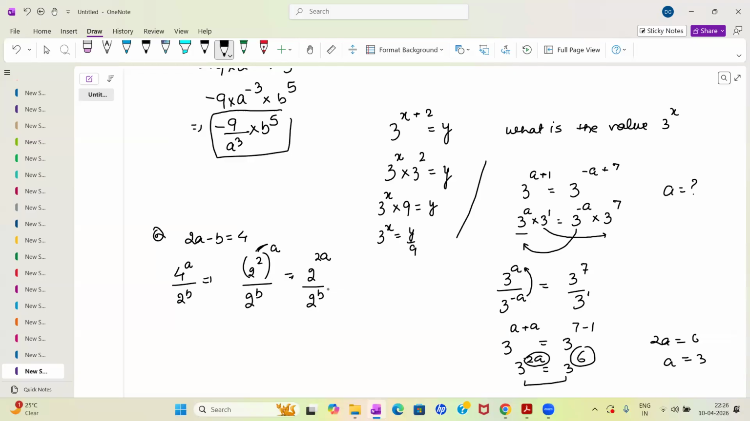Now the base is the same, so the powers will be subtracted. So this will become 2 to the power 2a minus b. And it is given that 2a minus b is equal to 4. So we can replace the value of 2a minus b here. So it will become 2 to the power 4 and that is 16.